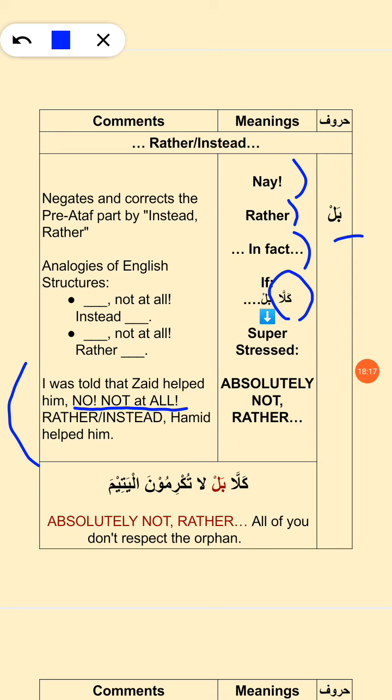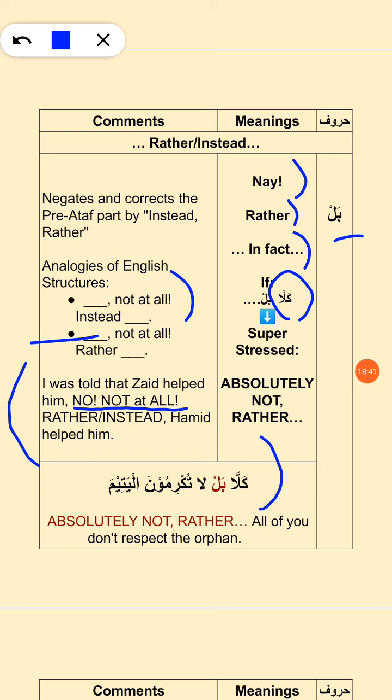Okay, so in English, what do you say? You say that it snowed? Not at all. Instead, it rained. Okay, so these are very simple sentences. You can make millions of those yourselves. Okay, just to get the idea. Similarly, I ate. Not at all. Rather, I'm still hungry.